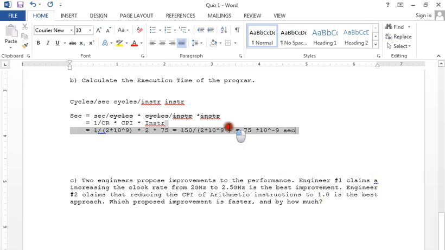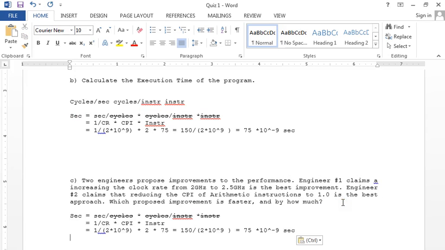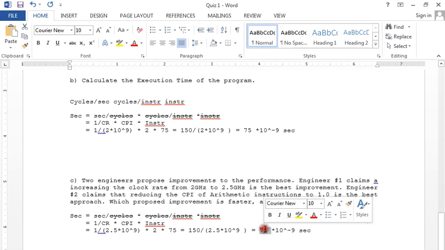So for the first engineer, what you can do is you can just take this work that you've already done, right? So instead of doing 2, you just do 2.5. This becomes 150 divided by 2.5, which becomes 60. So that means like 150 divided by 25 is 6, right? So you do the decimal, it just becomes 60.